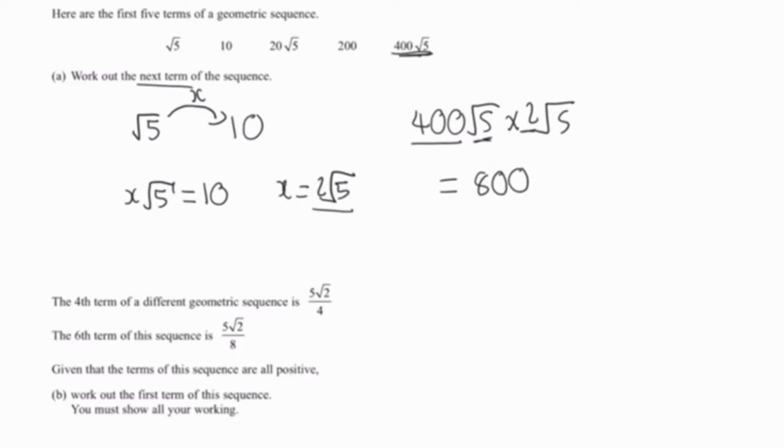Now the question says work out the next term. So we want to work out the next term after this. All we need to do is take this term and multiply it by 2 root 5. First we look at the integer part. So we have 800. Then we have root 5 times root 5, which is root 5 squared, the same as just 5. So we have 800 times 5. So the next term will just be 4000 in this sequence.